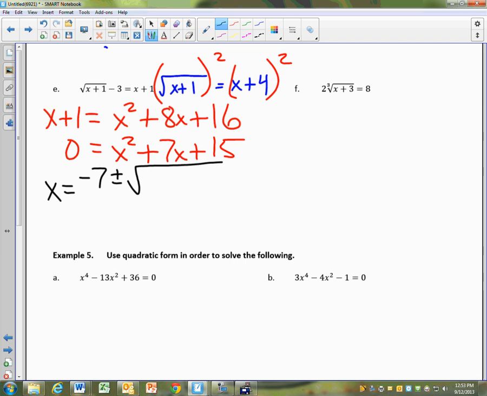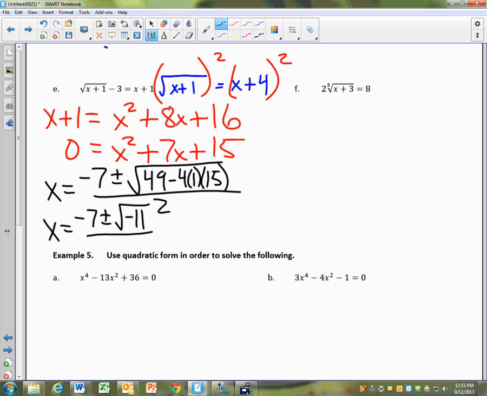Plus or minus square root of b squared, 49 minus 4 times 1 times 15 over 2. What is 49 minus 4 times 1 times 15? 4 times 1 times 15 is 60, and 49 minus 60 is... ooh, what does that mean?